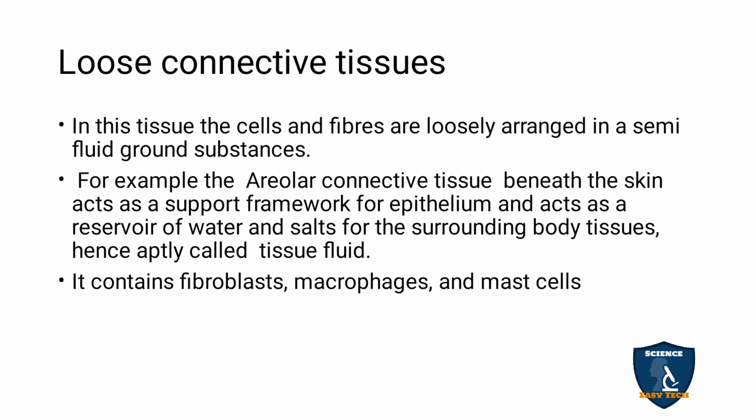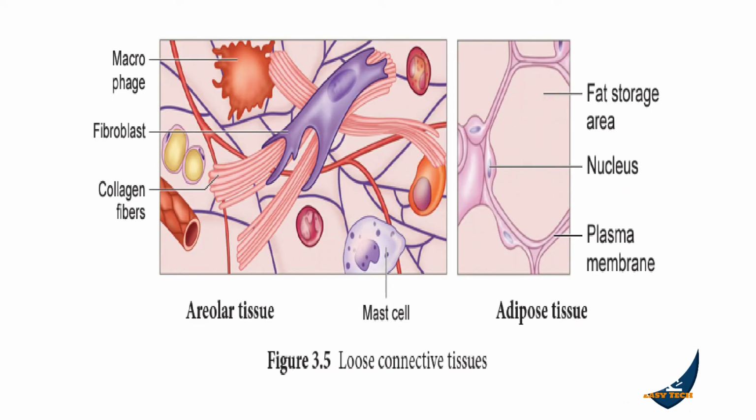Now we are going to see the loose connective tissue. Here the cells and fibers are arranged loosely in a fluid which acts as a ground substance. That is, it is seen in a semi-fluid ground substance, where the fibers and the cells are loosely arranged. Areolar tissue, adipose tissue and reticular tissue are the types of the loose connective tissue.